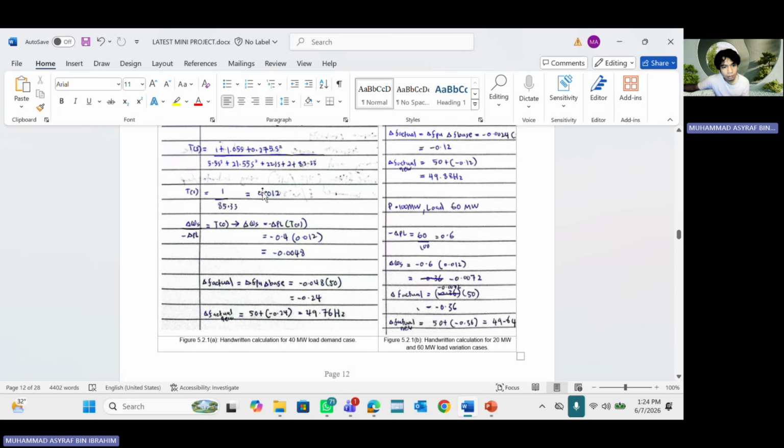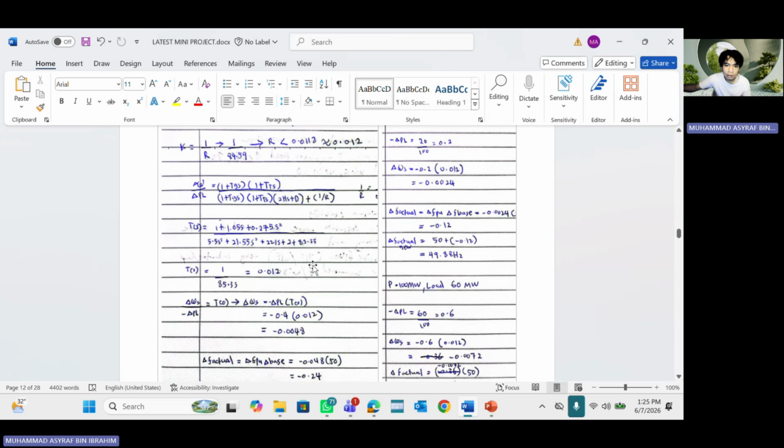From T0, we get the value of 0.048. From there, we get the actual frequency change by multiplying the PU and base by negative 0.24. So the end value of the frequency is 49.06, the frequency change.